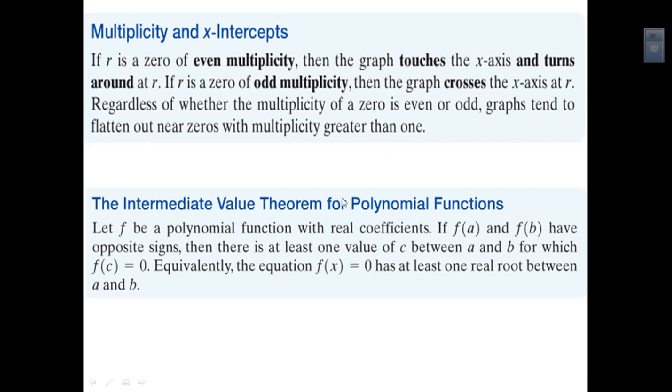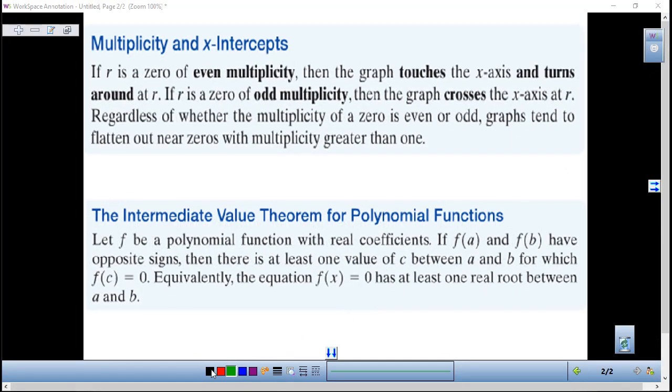Now, the intermediate value theorem for polynomial functions says let f be a polynomial function with real coefficients. If f of a and f of b have opposite signs, in other words, one's positive and one's negative, then there is at least one value of c between a and b for which f of c equals 0. Equivalently, the equation f of x equals 0 has at least one real root between a and b. So what we're saying here is this.